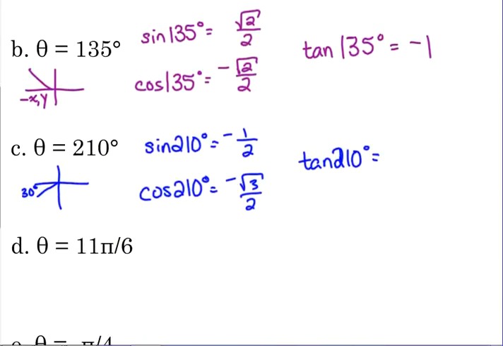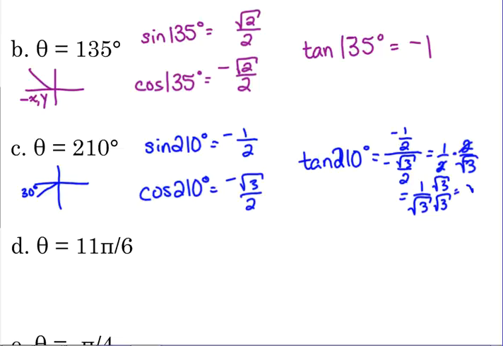Okay. Tangent is sine over cosine, so we've got negative 1/2 over negative square root 3 over 2. So we can ignore the negatives. Negative divided by negative is a positive. Flip the bottom one over. The 2's cancel, but this is 1 over the square root of 3. We need to rationalize, so we multiply top and bottom by the square root of 3. So we've got the square root of 3 over 3. That is the tangent of 210.